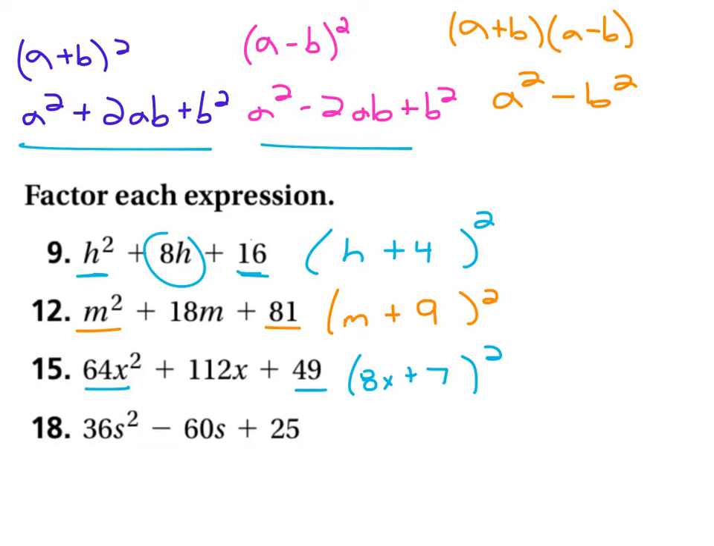And finally, we've got here a perfect square and a perfect square. So we think that this is a perfect square trinomial. But this middle term has a negative number, so we think it's going to be negative in between them. Now, what is the first term? 36s squared. When you square root it, it is 6s. What is the last term when you square root it? 25 square rooted is 5.